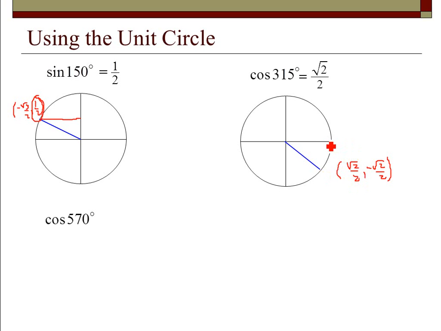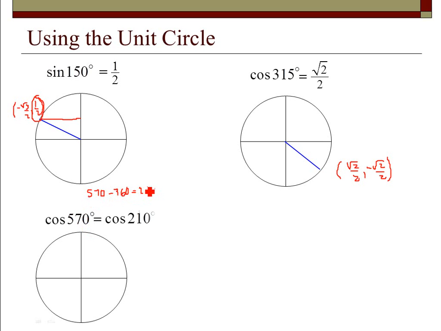What happens if you go beyond a circle? Well, I have cosine of 570. So I have to figure out where that is. Well, this is over 360. So if I take 570 and subtract 360, I get 210. So cosine of 570 is the same as cosine of 210. Now, for this angle, here's 180. 210 would put me into the third quadrant.